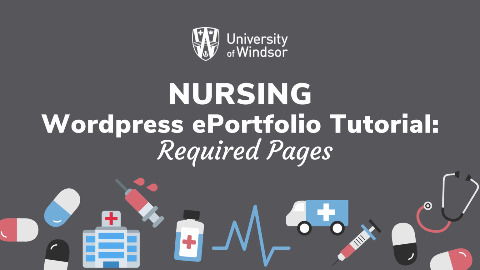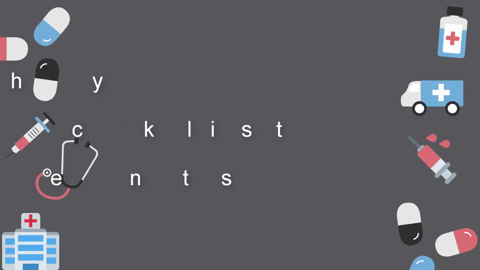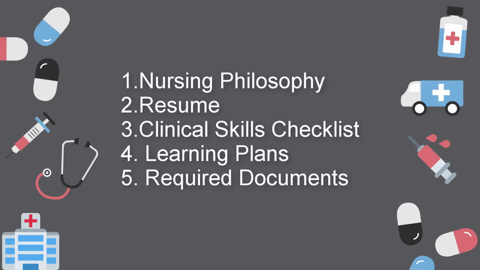All nursing students, whether you're from UWindsor, Sinclair College, or Lambton, need to have the following pages: a nursing philosophy, a resume, clinical skills checklist, learning plans, and required documents. For further instruction on how to build the page, please go to the UWindsor Wordpress ePortfolio tutorial on pages. We will now go through the details of what goes on each of your required pages, using many of the digital artifacts you already have.